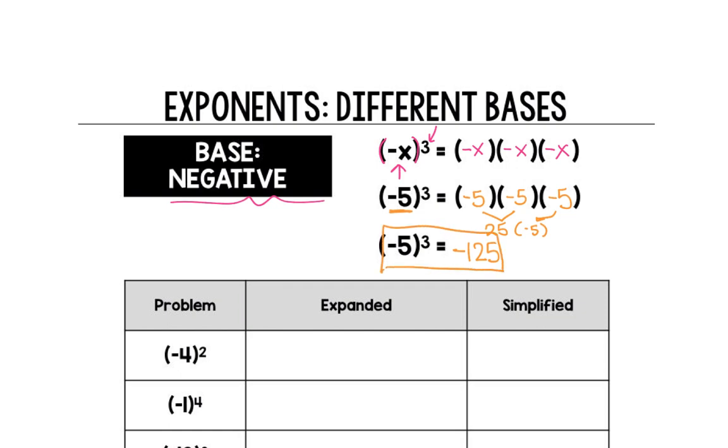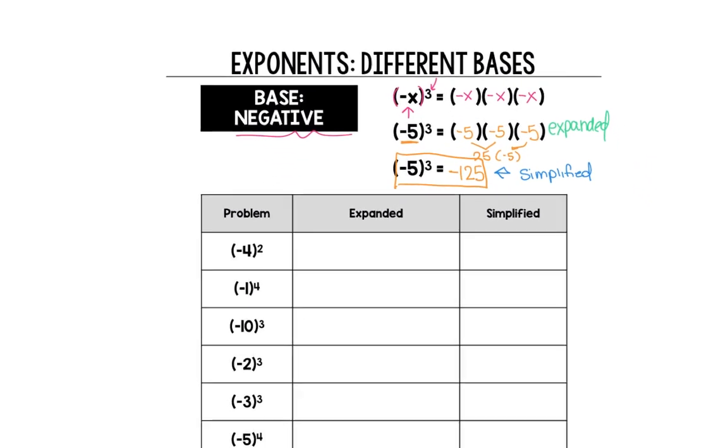This is the expanded form. And when we get it down to one number or variable, this would be the simplified form. Try these examples on your own.